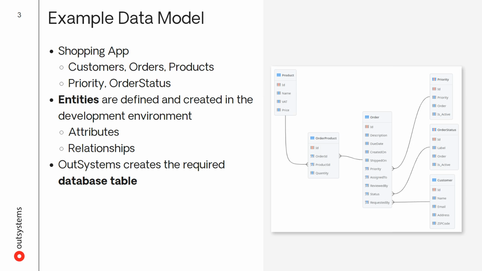On the right side of the screen, we can see a representation of our shopping app's data model. We can see here that the order might have a relationship with different products. We also see that the order would be placed by a customer. And the order has a relationship with its priority and its status. Among other attributes, the order has a due date and a shipped-on date. So these attributes will represent all the information relative to an order. The OutSystems platform server takes a data model like this and creates the required database tables for us.